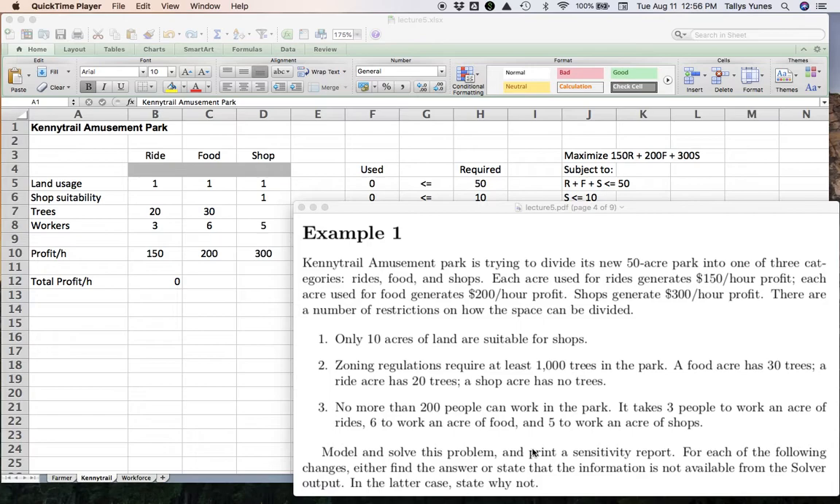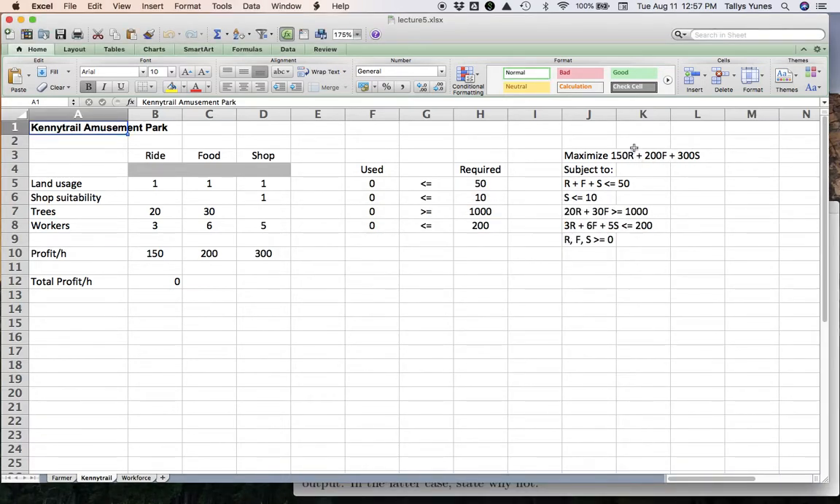Let's model this problem, solve it, get the sensitivity report, and then answer some questions that are coming up below. Well, first, to model it, essentially we have 3 variables because we want to find out how to split the park land, right? So we could create a ride, food, shop, or RFS variables, representing respectively how many acres to dedicate to each of the 3 activities. And for maximizing profit, our profit formula would be every acre of rides generates $150, every acre of food $200, every acre of shops $300.